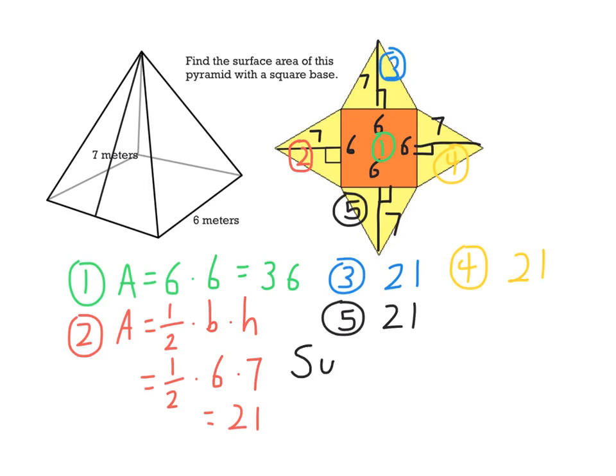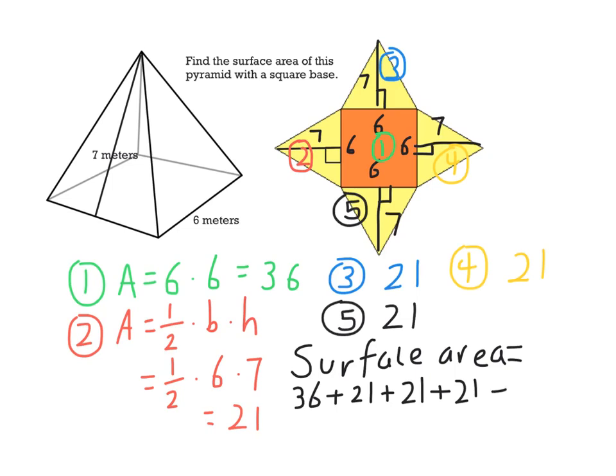So I want to find the surface area. What I need to do is add up all of these numbers. When I add up those numbers, I get a total of 120. Just a reminder, I started with meters and I'm measuring area, so my answer has to be in square meters.